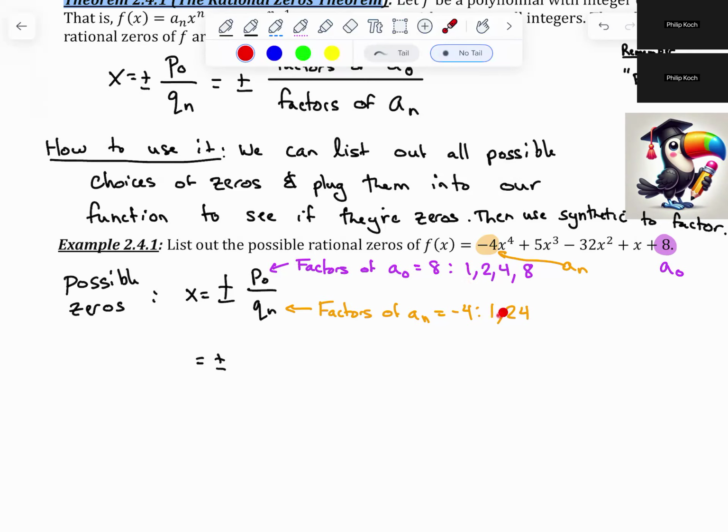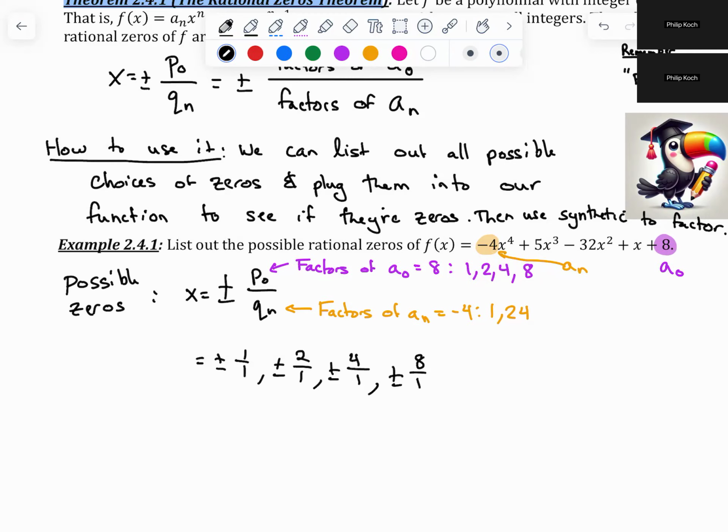The way you list them is basically fix one of the things. I usually just start with fixing the denominators and then listing all the possible numerators. So what I mean to say is that this would be 1 over 1, plus or minus 2 over 1, plus or minus 4 over 1, and plus or minus 8 over 1. Those are all the different possible factors of a sub 0 over the factor 1 for the denominator. Then we'll move on to the next factor of a sub n, which was 2.